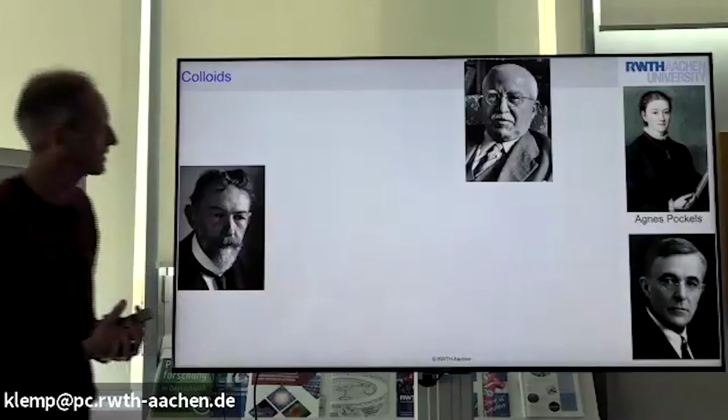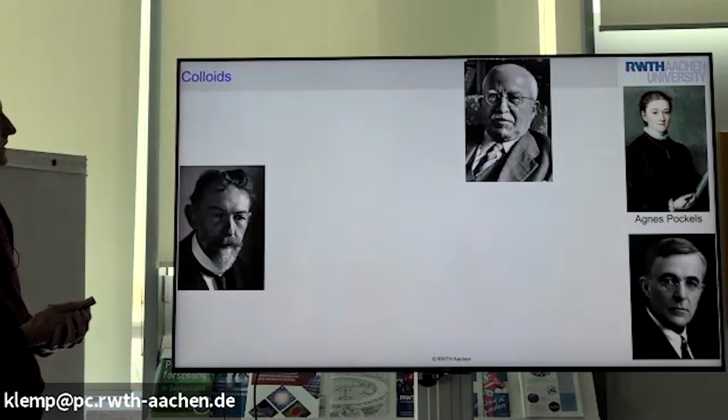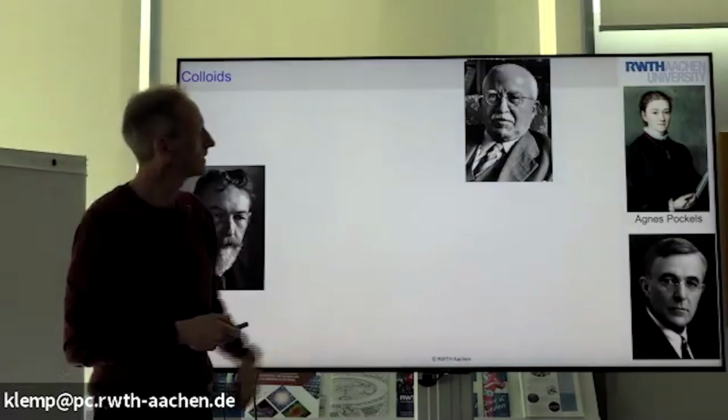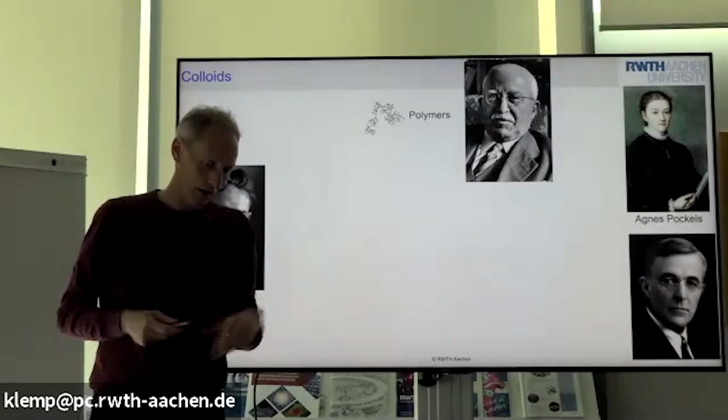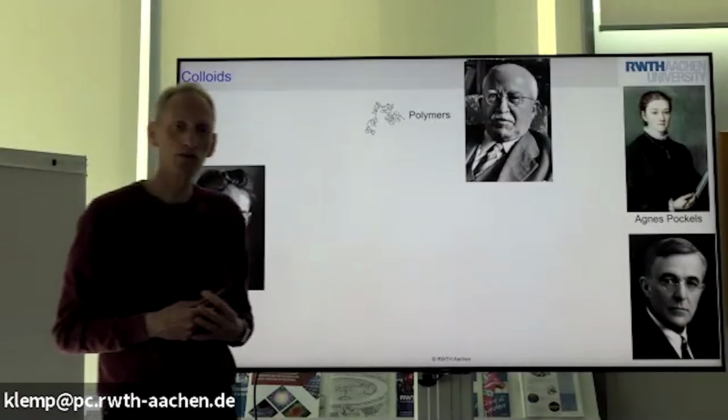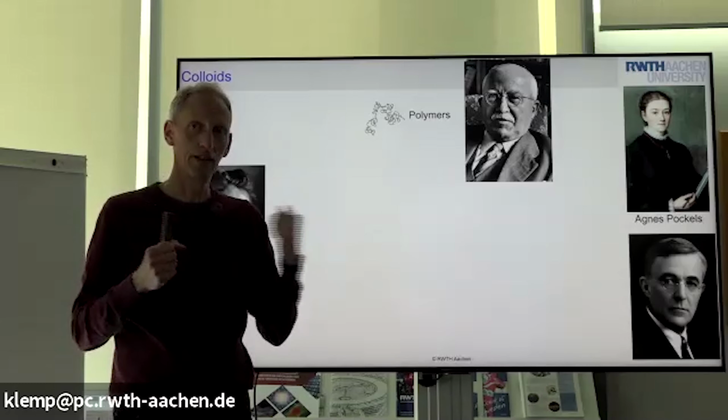Put up a few pictures of people who are important for colloids. So you might recognize this guy, Herman Staudinger, who of course is the founding father of macromolecules, of polymer science. And the idea is that we have a flexible object, right?